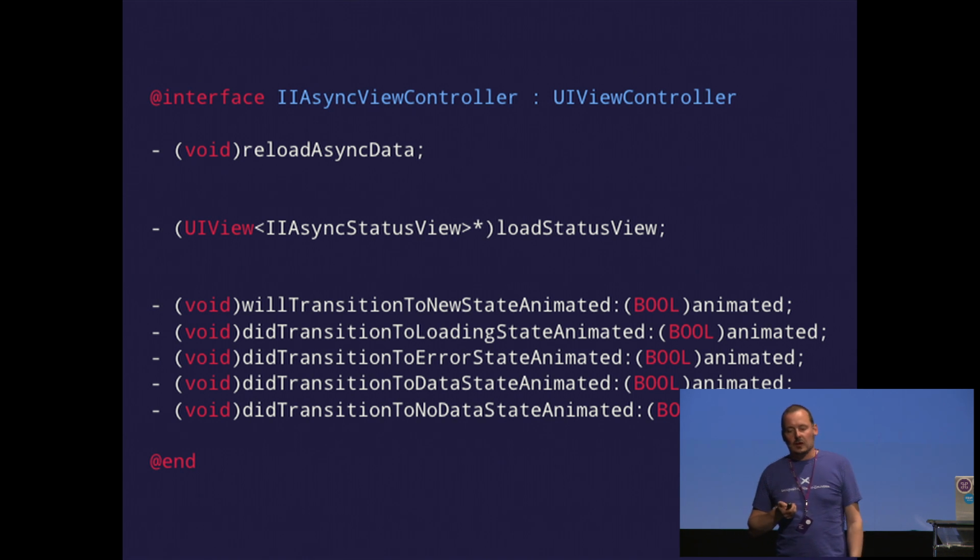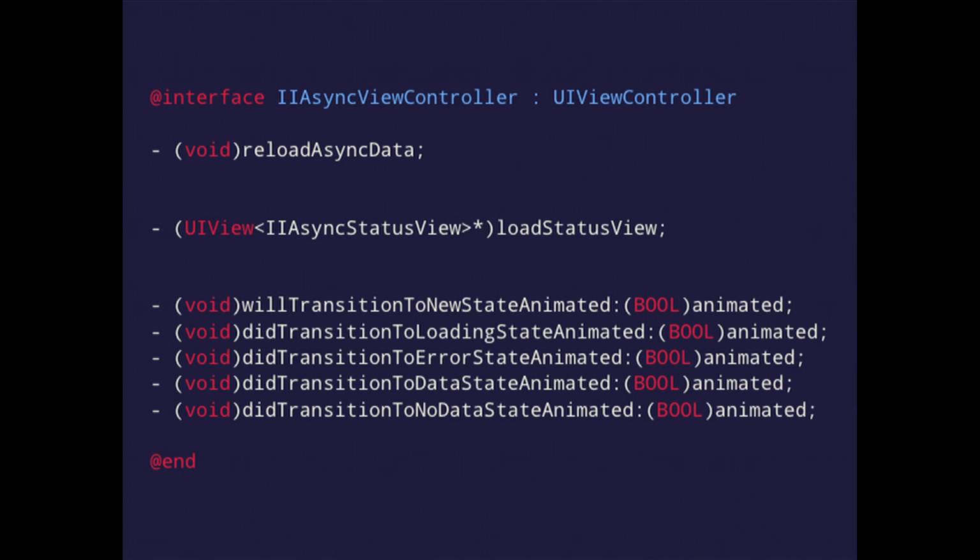Now, some other methods on the ViewController. There's a method to reload the async data from the ViewController. Again, if you have a pull to refresh or some external reference, you can call that method, and then it starts reloading. There's an override method to load the status view. This allows you to customize that status view, if you don't want the default implementation. And there are some callbacks like ViewDidLoad, things like that. Those are called when the state changes. You can react to that in the ViewController for whatever reason you want.